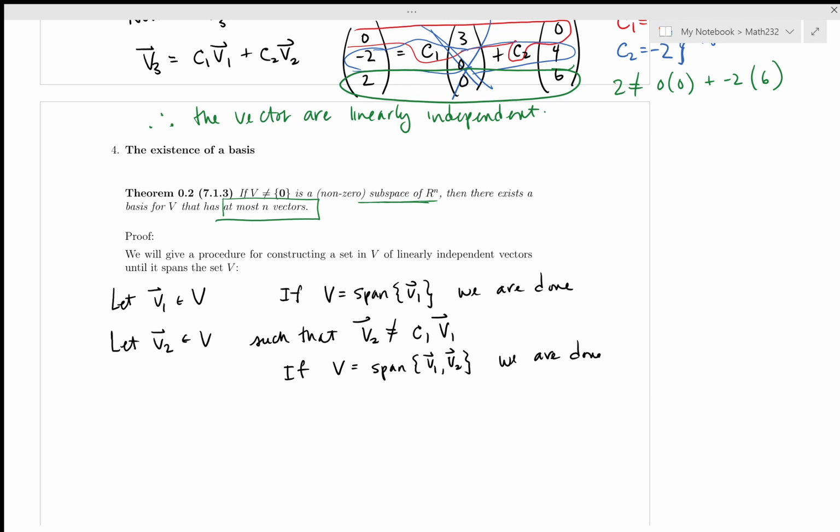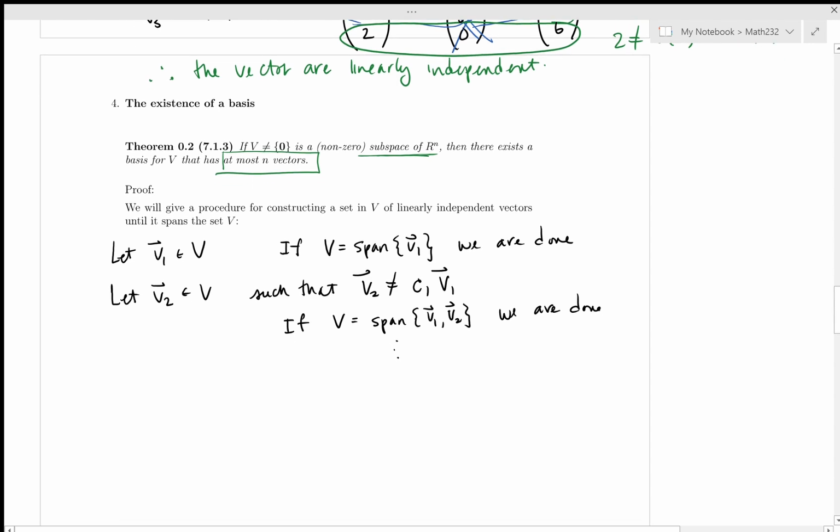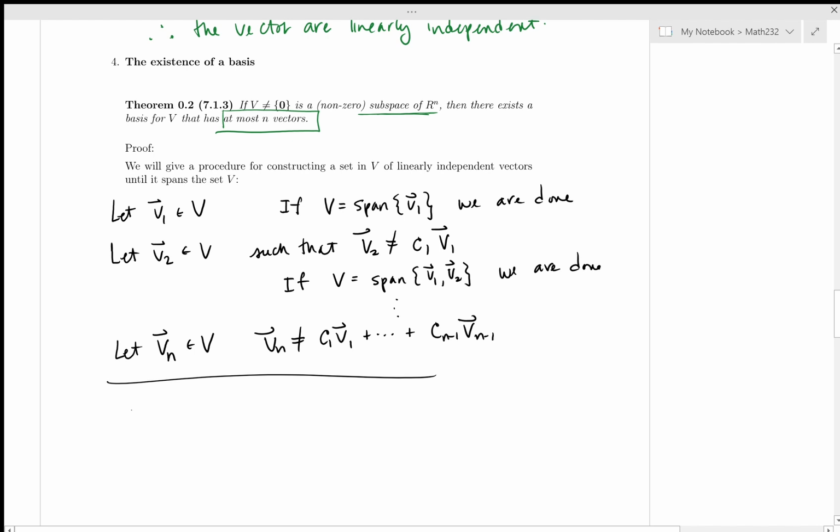And you keep going and going, possibly stopping, and as you're getting to the end, you'll take the nth vector that you add, not equal to a linear combination of the previous vectors in the set. Okay, and then you will potentially stop, because when you go to add the next one, v n plus 1 will be linearly dependent.